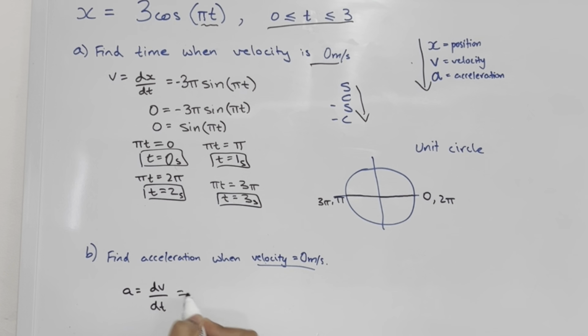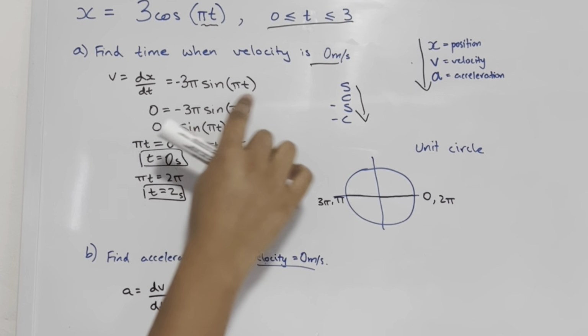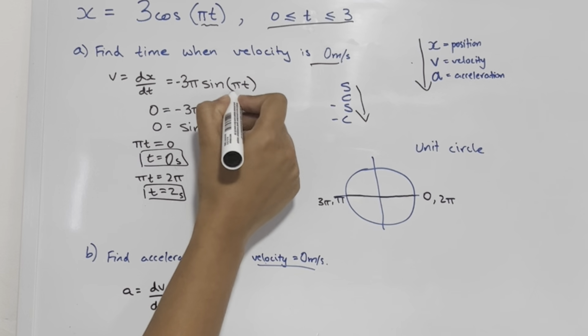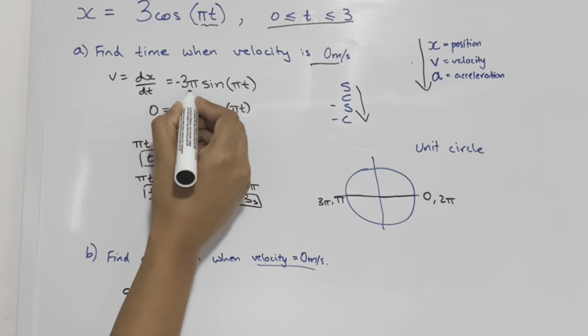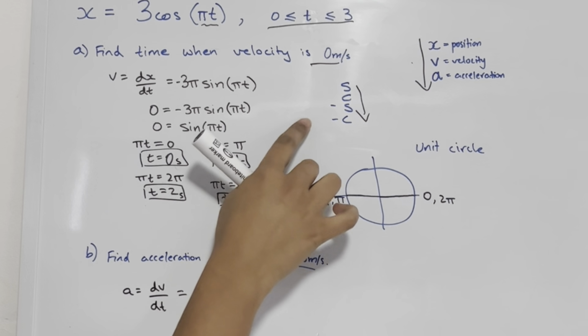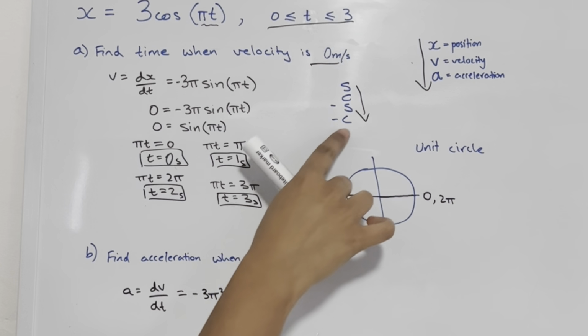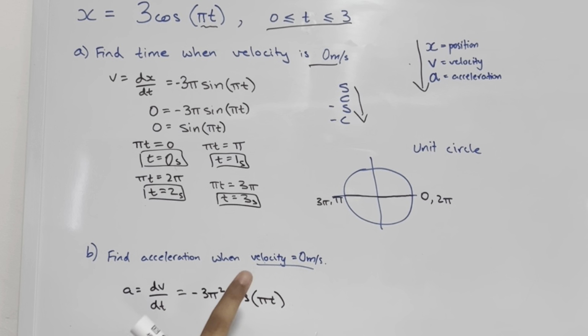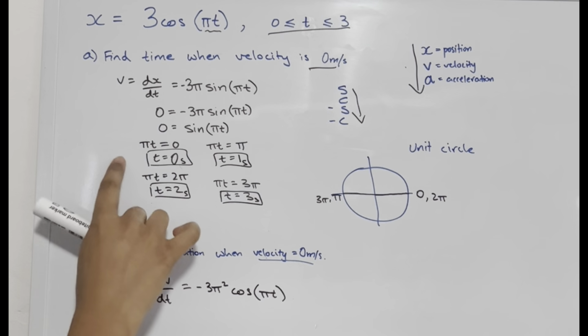And that's going to be, so we're going to differentiate this now. So negative sine differentiates to negative cos. And again, we need to multiply by the derivative of the bracket. So we're going to do negative 3 pi times pi, which will be negative 3 pi squared. And the negative will stay because negative sine differentiates to negative cos. So we're going to do cos of pi t. So that's our acceleration function. And we want to find what that is at these time values.